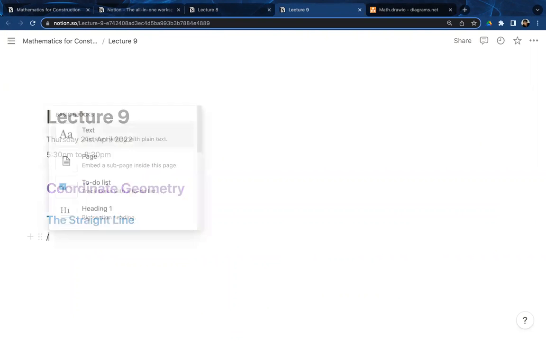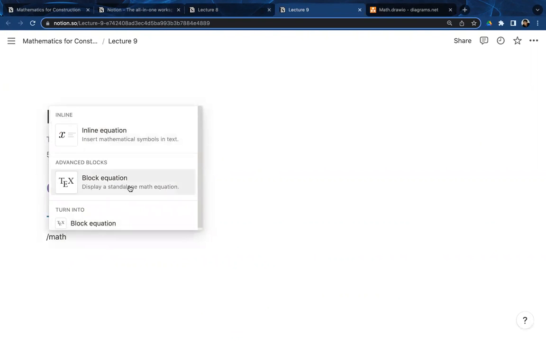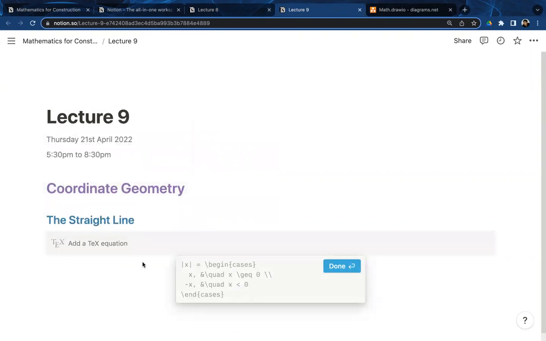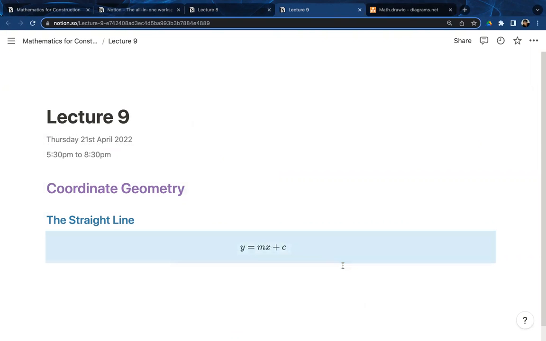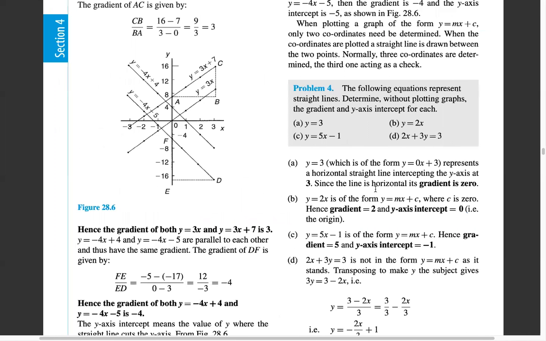It is always of the form y equals mx plus c. So y equals mx plus c. This is the equation of a straight line, right? m is the gradient, which measures how steep it is, and c is the y-intercept, right? That's what we gathered from here.